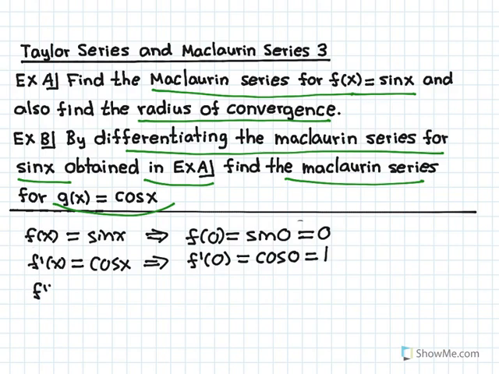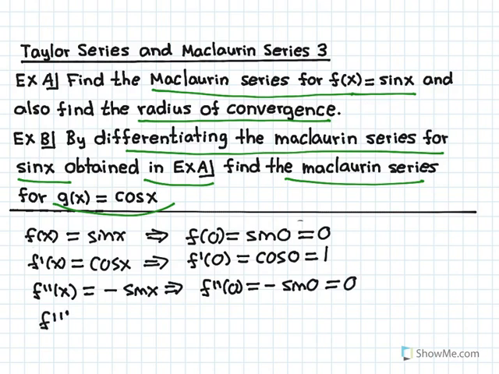Now differentiate again, f double prime of x. What is the derivative of cosine x? That's minus sine x. Now plug in 0. F double prime of 0 is equal to minus sine of 0. Sine of 0 is equal to 0. Now f triple prime of x. Differentiate minus sine x, we get minus cosine x. Plug in 0 for x, we get f triple prime of 0 is equal to minus cosine of 0. Cos of 0 is equal to 1, so we get minus 1.